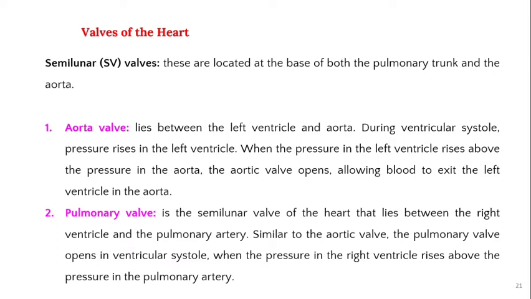The pulmonary valve, however, is the semilunar valve of the heart that lies between the right ventricle and the pulmonary artery. Similar to the aortic valve, the pulmonary valve opens in ventricular systole, when the pressure in the right ventricle rises above the pressure in the pulmonary artery.